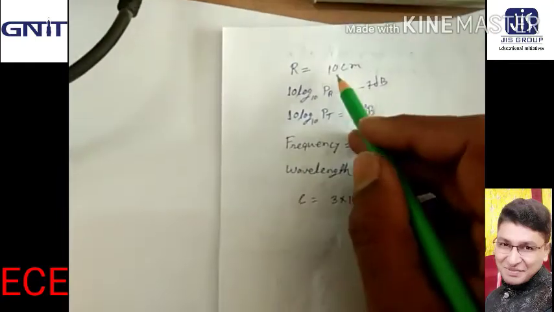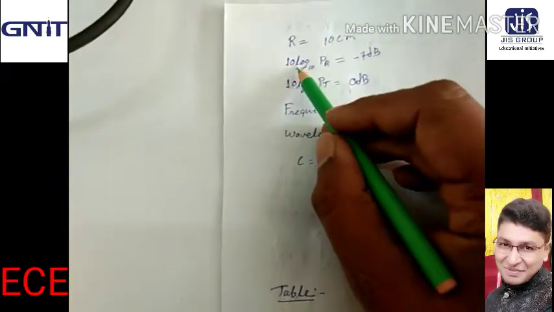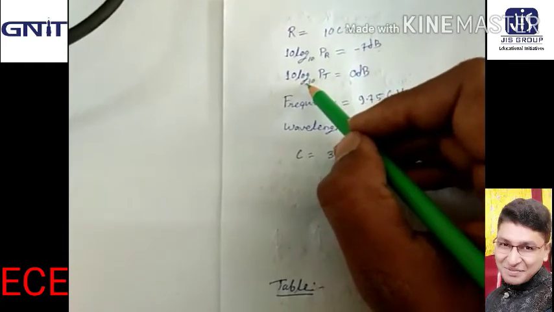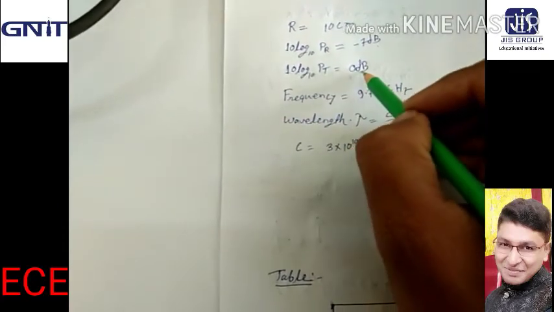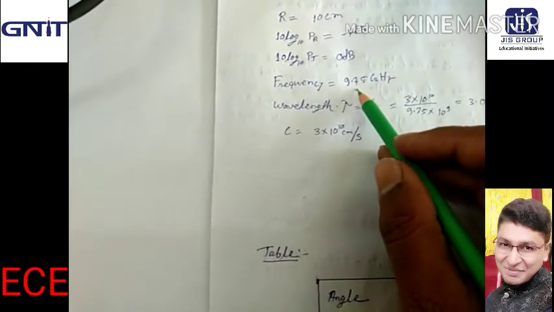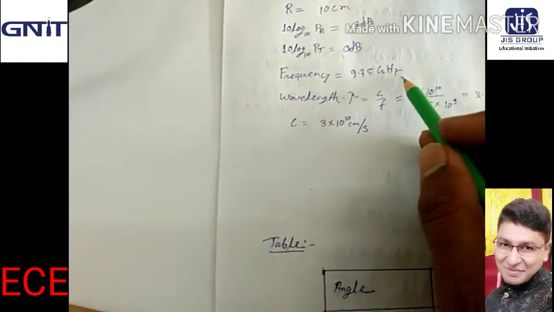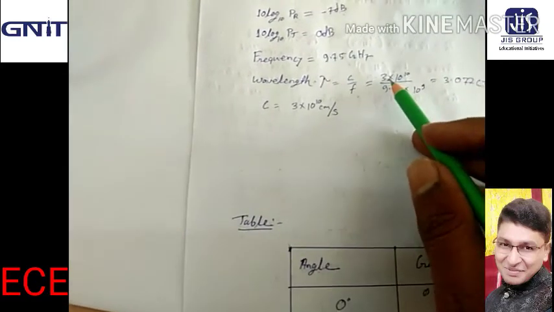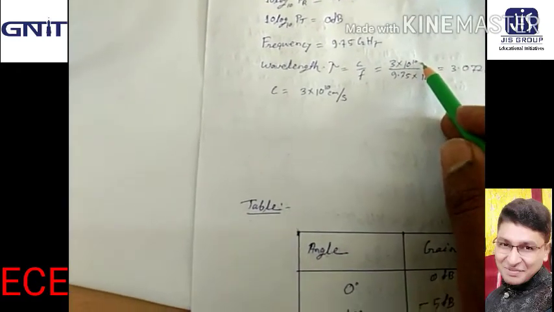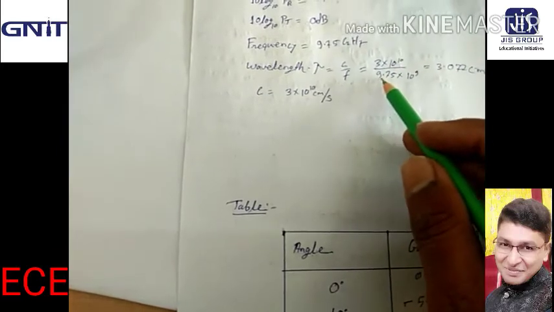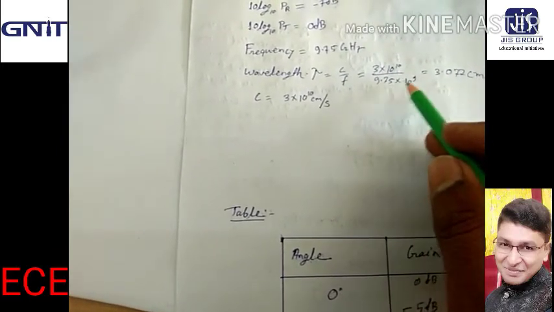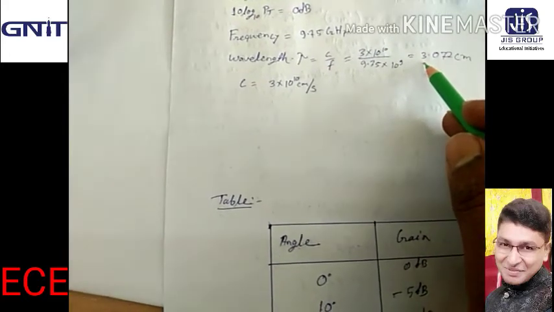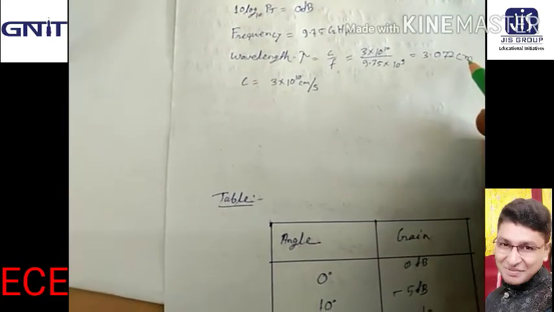Now R is equal to 10 centimeter, 10 log PR is equal to -7 dB, 10 log PT is equal to 0 dB and frequency is equal to 9.75 gigahertz. Now wavelength is equal to C by F. C is equal to 3 into 10 to the power 10 centimeter per second divided by frequency 9.75 into 10 to the power 9 hertz. So wavelength is equal to 3.077 centimeter.